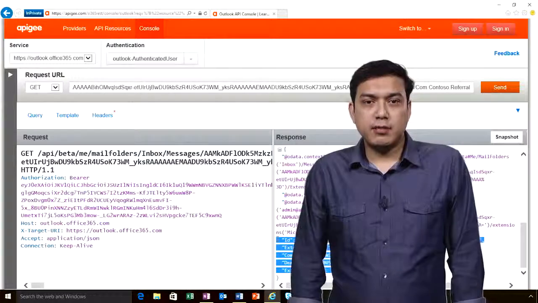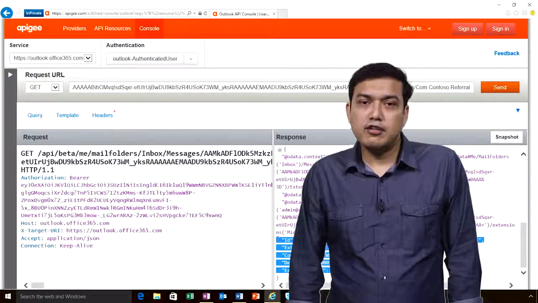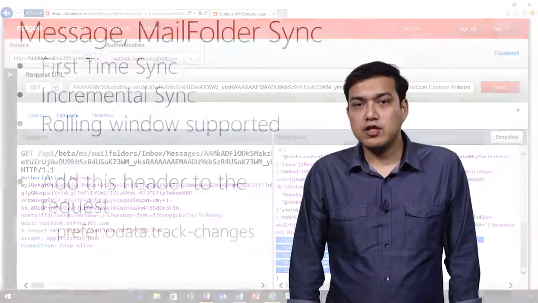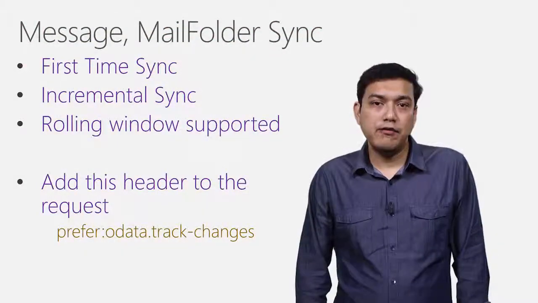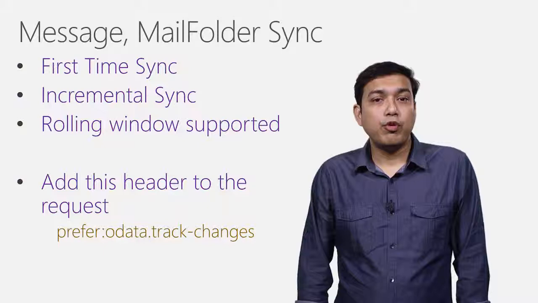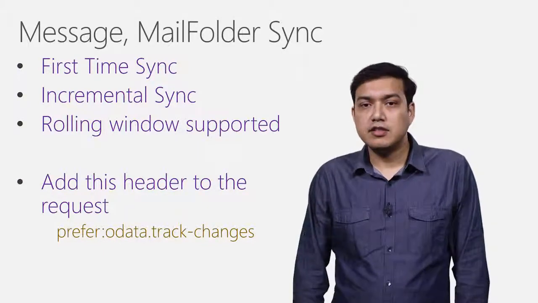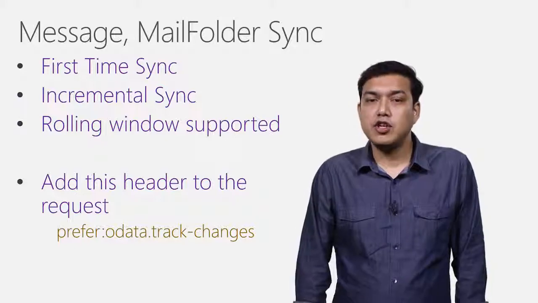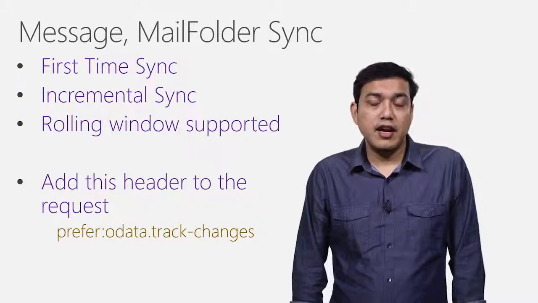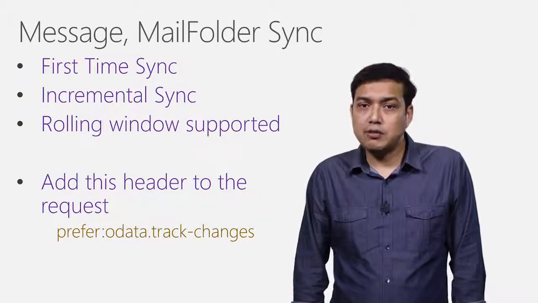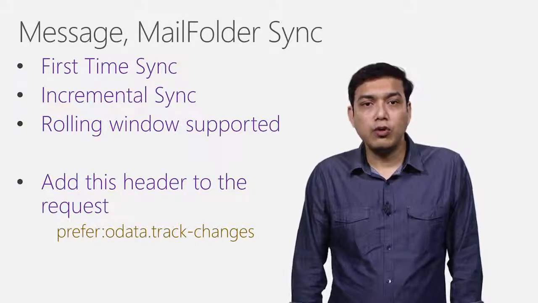Followers of the Outlook REST API will know that we had introduced calendar sync in the spring. I am happy to announce that we are introducing sync to messages and mail folders. Synchronization supports both full synchronization, where you retrieve all the messages in a folder, and incremental sync that retrieves all the messages that have changed since the last full sync. In addition, you can also specify a time slot in the request to do a rolling window sync.